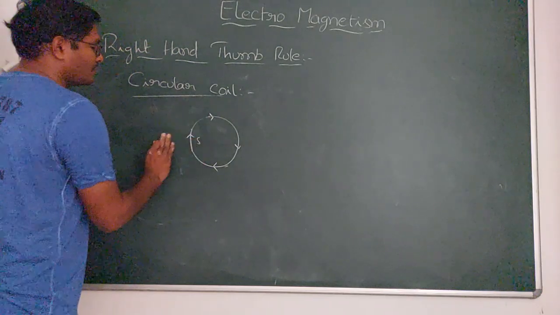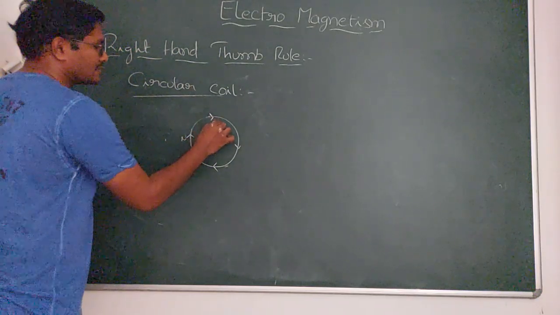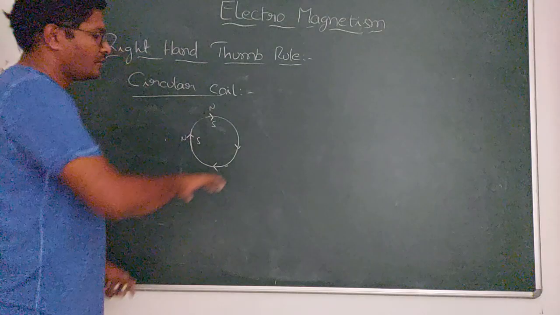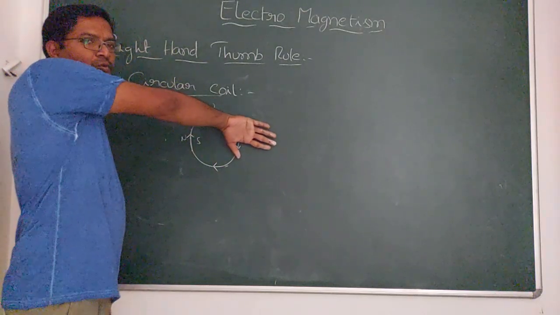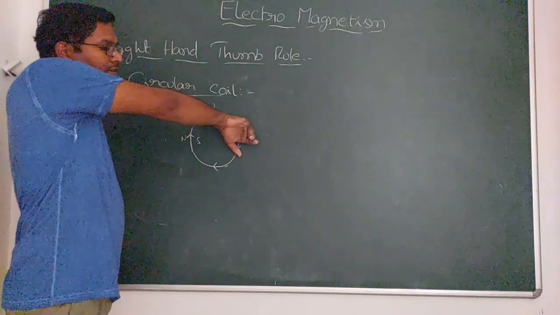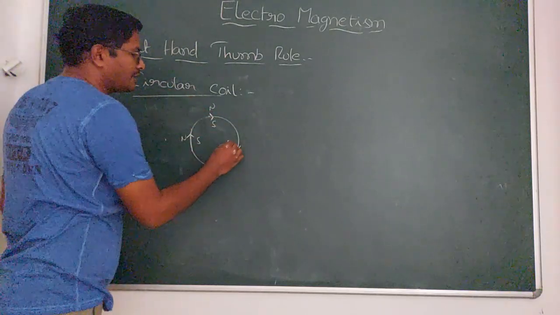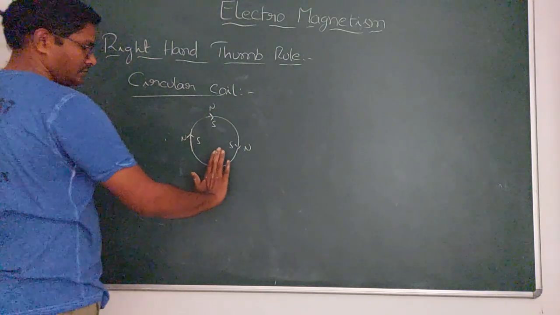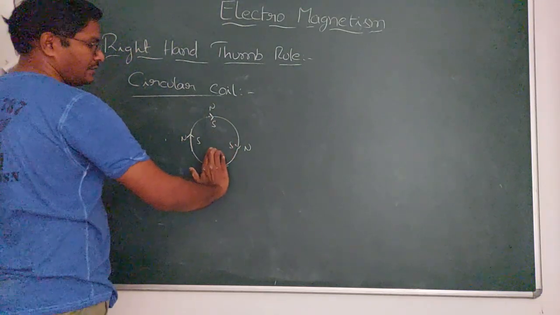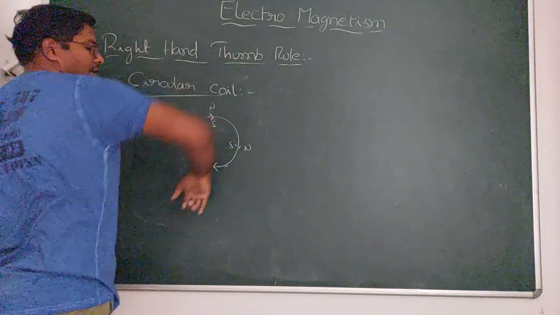So here is the south and north. Inside the coil, a south and a north are formed. Now if current is in the downward direction and you open your palm towards your face, then this is the north, and inside the ring there is a south also. So now the current is in this direction, then it is the south pole and here is the north pole.